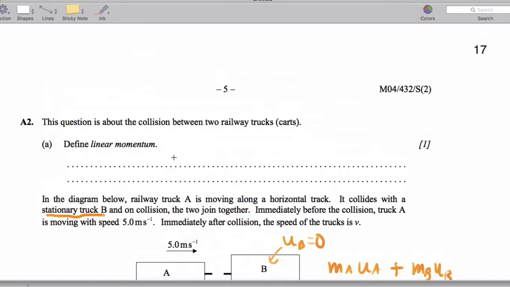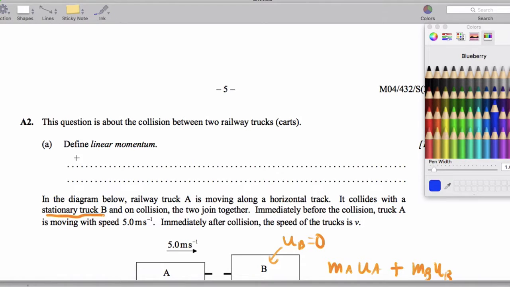All right, let's define linear momentum. I'll define it using an equation. So P equals mv. And what I'll actually say is it's the mass times the velocity. And I will note that it is a vector.